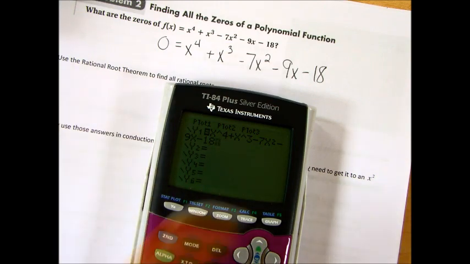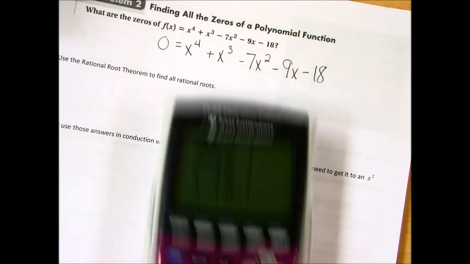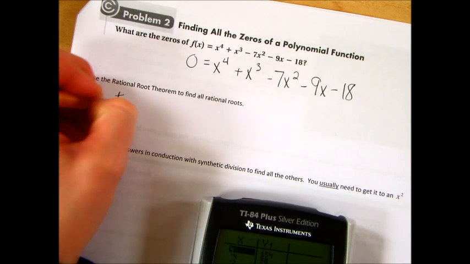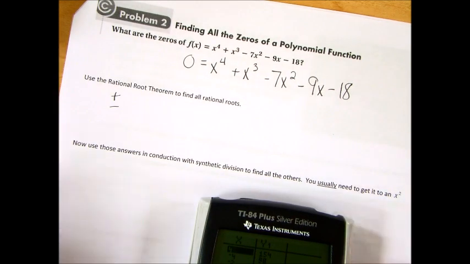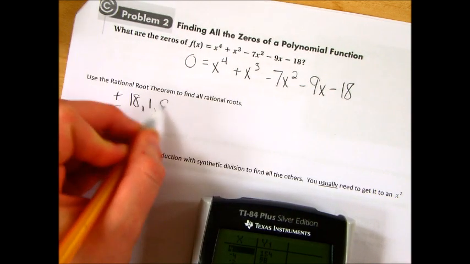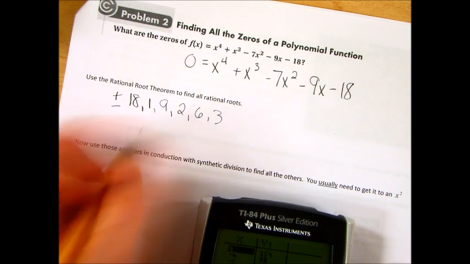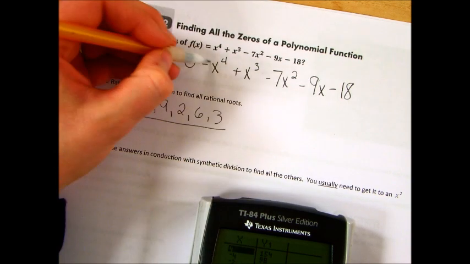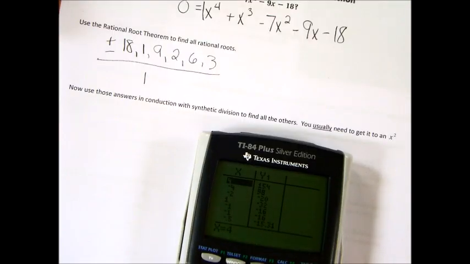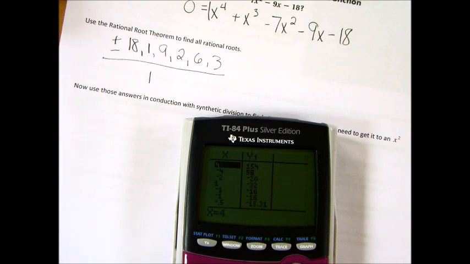So we will hit second and graph, and let's play around with some numbers until we get 0. In order to get 0, oh boy, 18. Yikes. Maybe this will take us 7 minutes. We do all the factors of 18. So 18 and 1, 9 and 2, 6 and 3. And I think I got them all. And thank goodness the first number is just a 1. So since it's over 1, I'm going to plug in plus and minus of all those numbers, right?